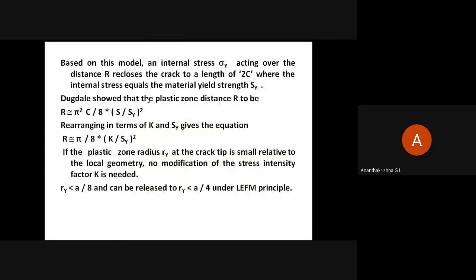Both of them have made a study, and the plastic zone distance R is given by 0.39 times (K by SY) whole square in the case of the Dugdale model, and 0.31 times (K by SY) whole square in the Irwin model. That is the difference between these two theories.